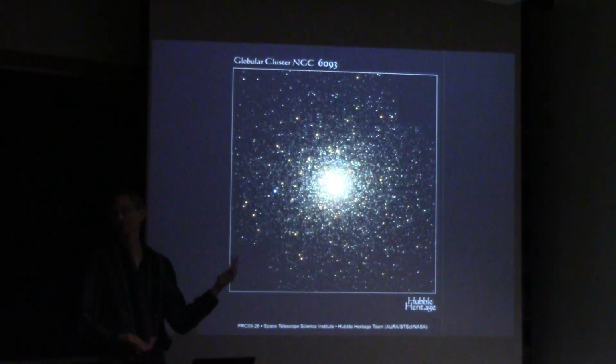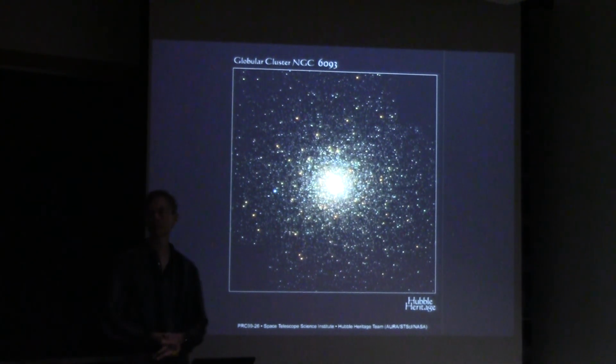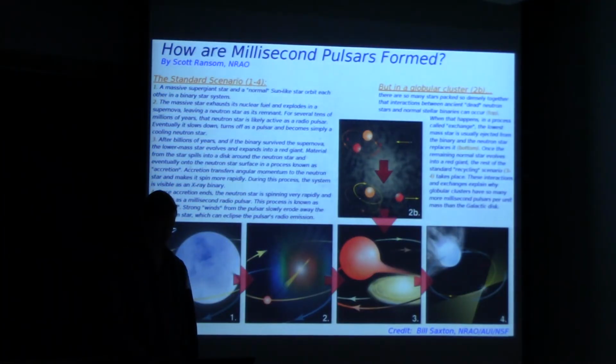All right, so here we go. Here we have a globular cluster. Globular clusters are very old. If you look at their turning points off their HR diagrams, they're billions of years old. And so they should contain old neutron stars, left over from supernovae that happened billions of years ago. These are common sites of so-called millisecond pulsars.